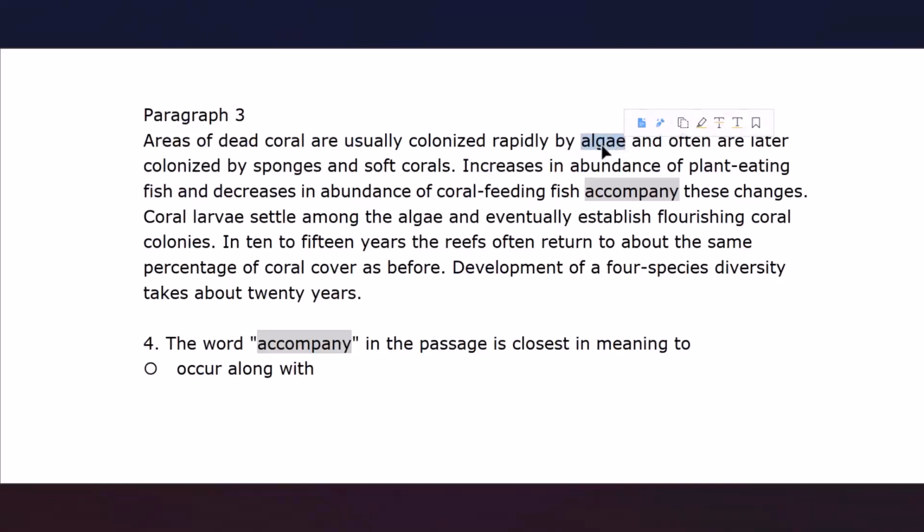Also, algae here that colonize areas of that coral is a greenery, is kind of a plant. So when algae colonize areas of that coral, as a result, we will witness an increase in abundance of plant-eating fish. So this increase in abundance of plant-eating fish is an indirect consequence of the changes mentioned here, the changes of colonization and destruction of areas of coral.